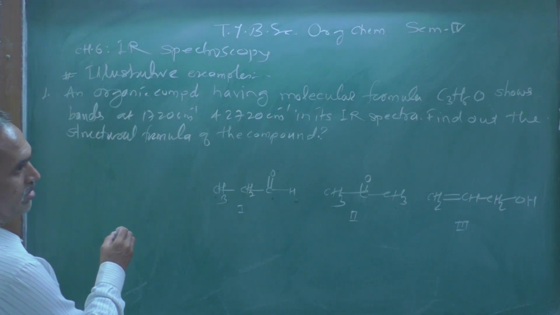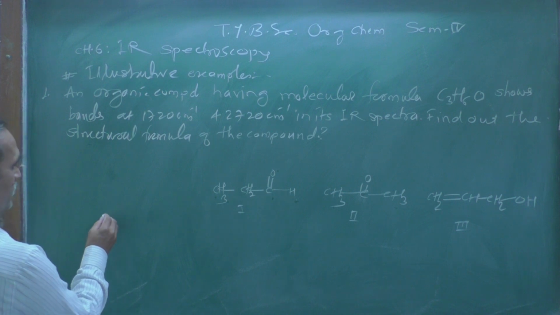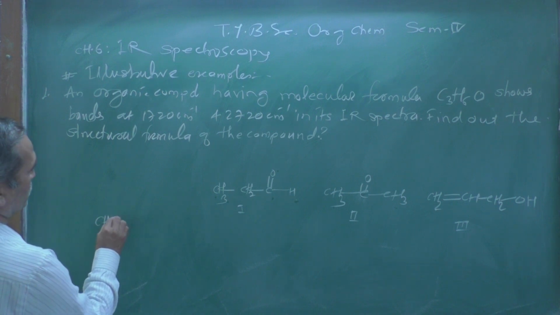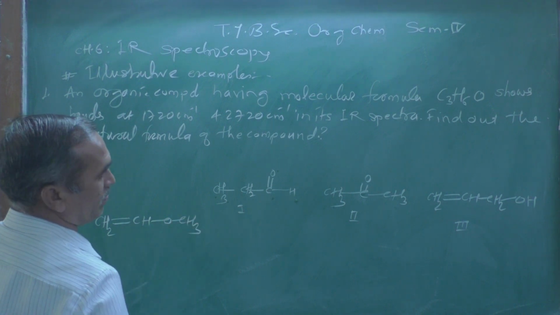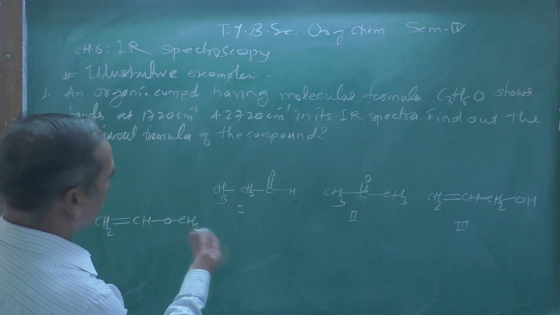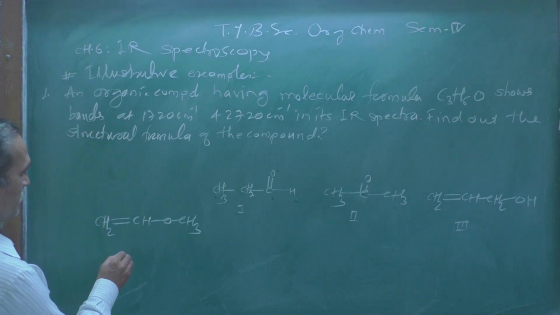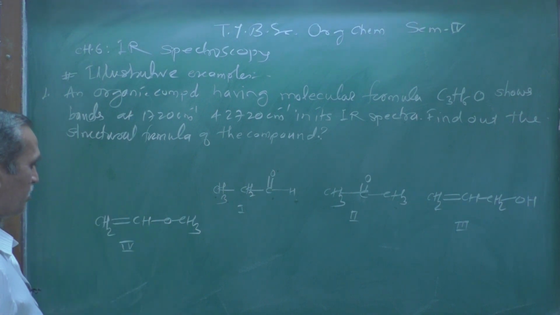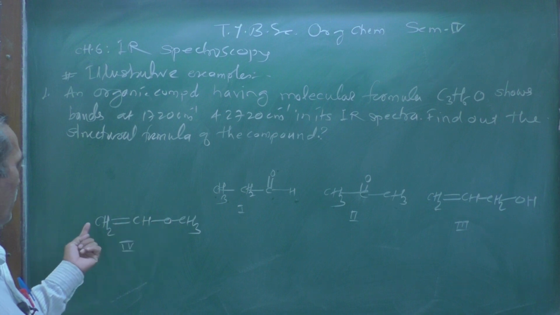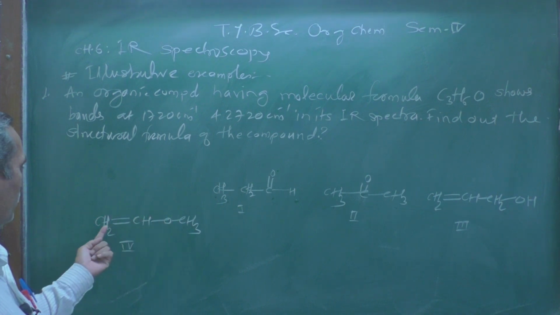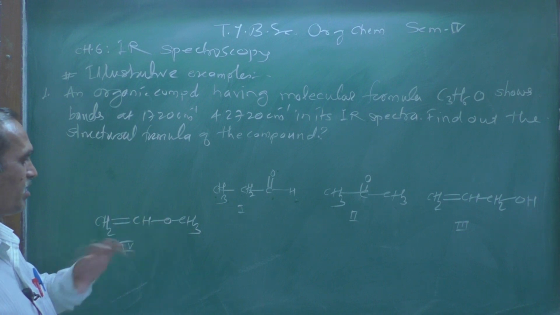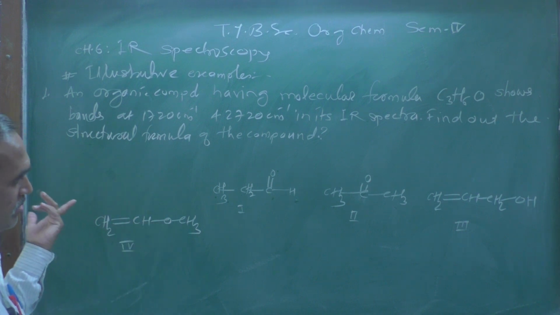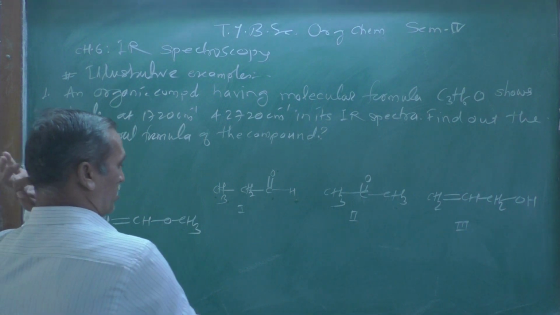Again we can draw this structure, CH2 double bond CH, then O CH3. This may be another structure, a fourth structure. Look here, 3 carbon atoms, 1, 2, 3, 6 hydrogen atoms, count here, there is 2, 3 and 3 are 6, 1 oxygen atom. This is a probable structure 4.